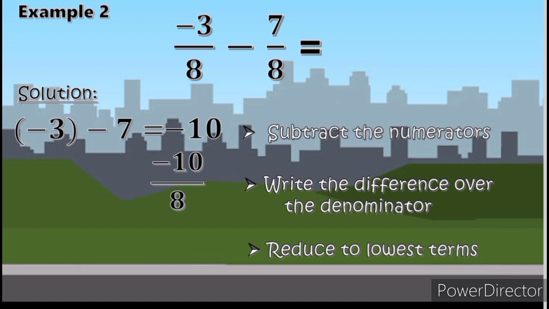Reduce to lowest terms. Negative 10 divided by 8 is equal to... Yes, we have negative 1 and 1/4.